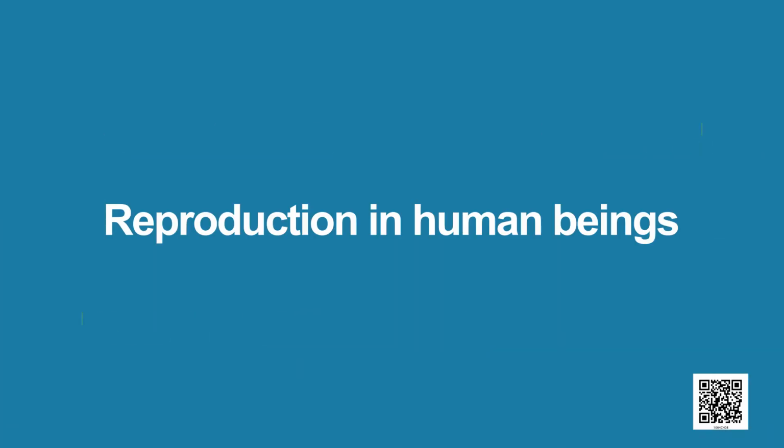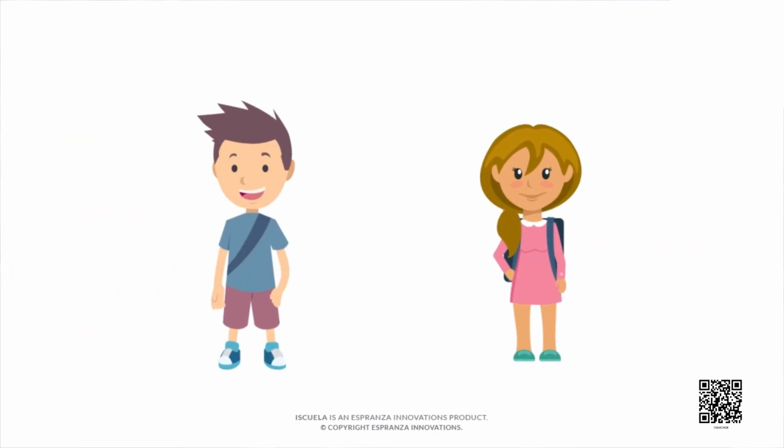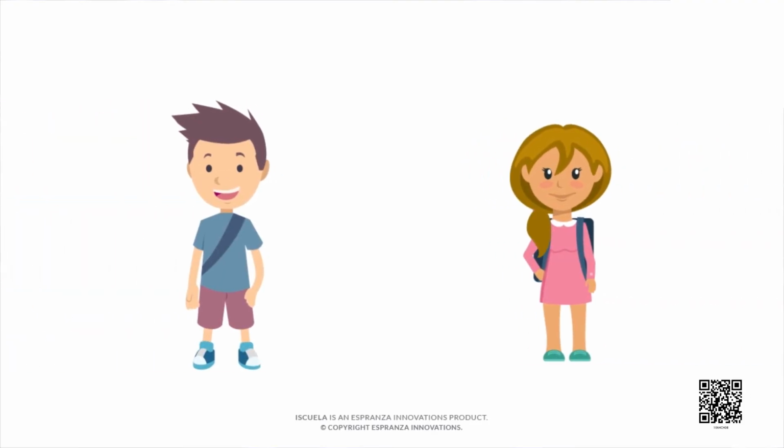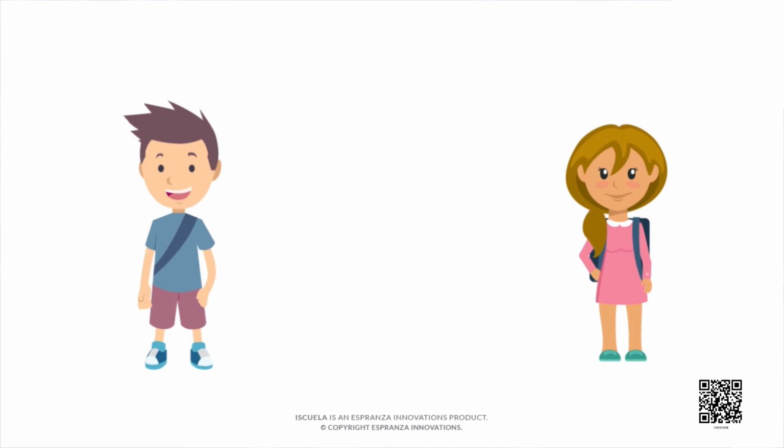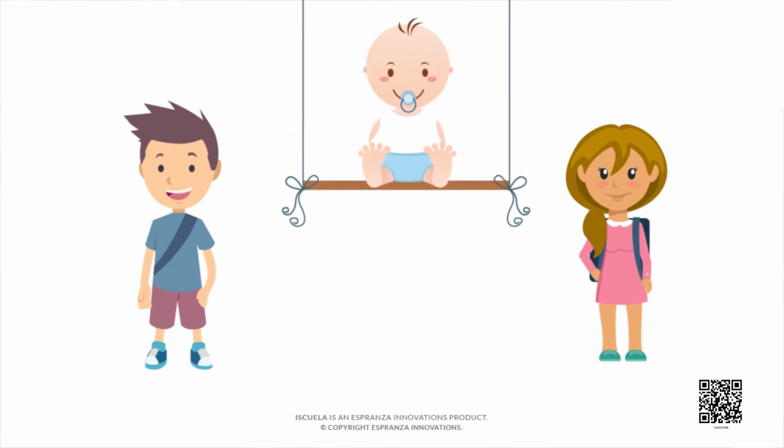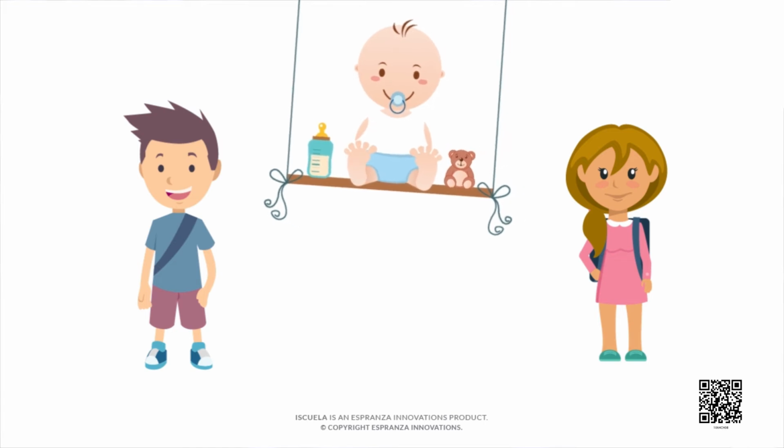Reproduction in human beings. The period of life when the body undergoes changes leading to reproductive maturity is called adolescence. During adolescence, the appearance of the body changes. Some of these changes are common to both boys and girls. On the other hand, there are also changes taking place that are different between boys and girls.